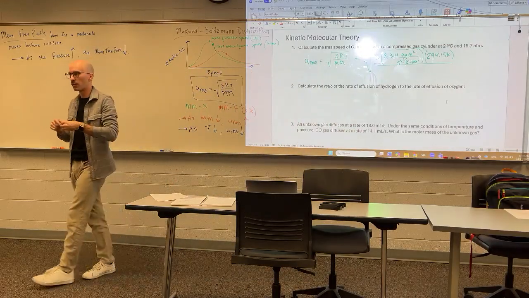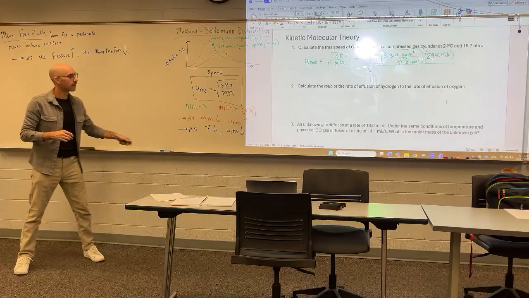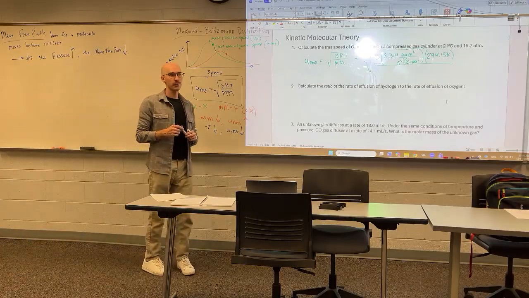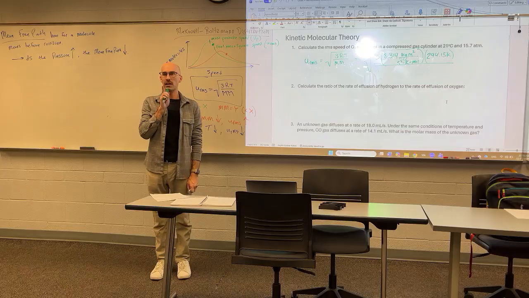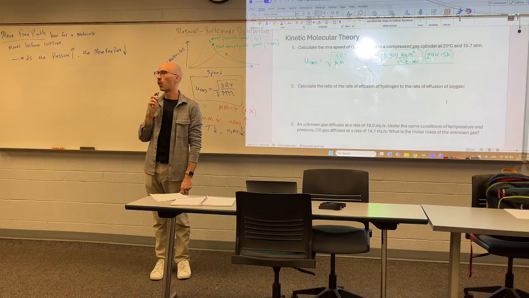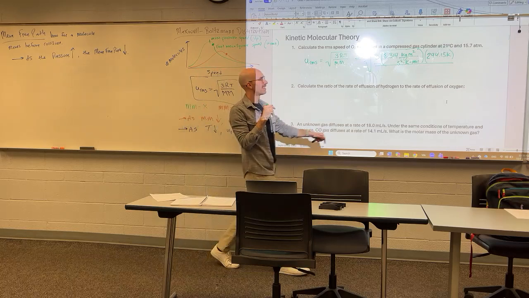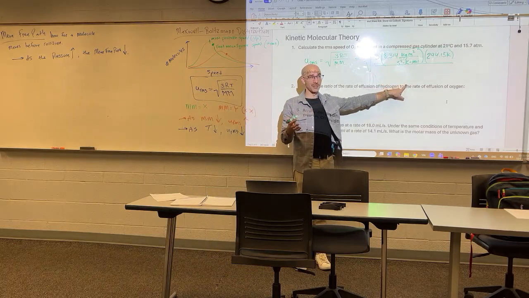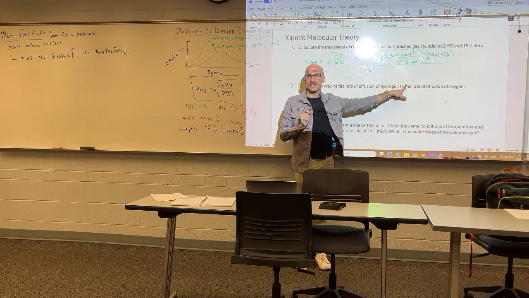What is the molar mass of oxygen? O2 is 32 grams per mole. Do I want this in grams per mole? If I have it in grams per mole, kilograms and grams don't cancel. So I need to write this in kilograms per mole. Is it 32 kilograms per mole?